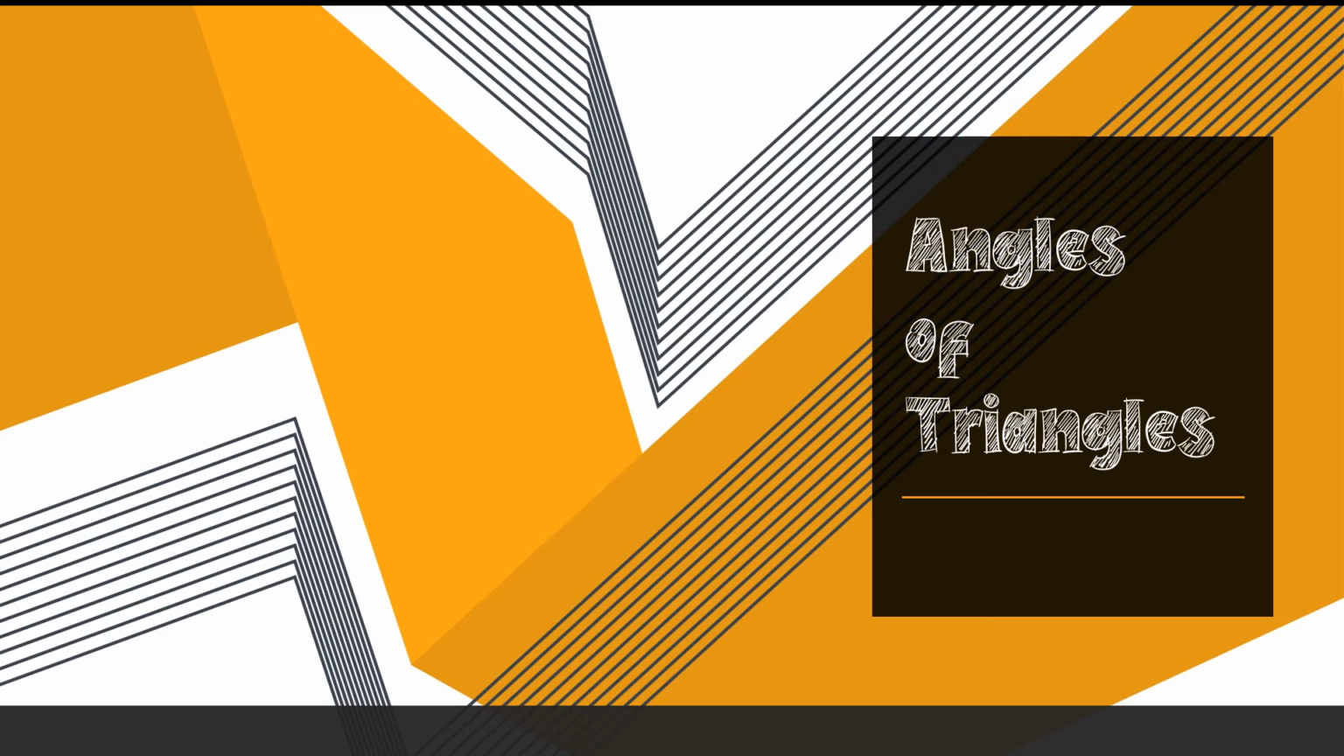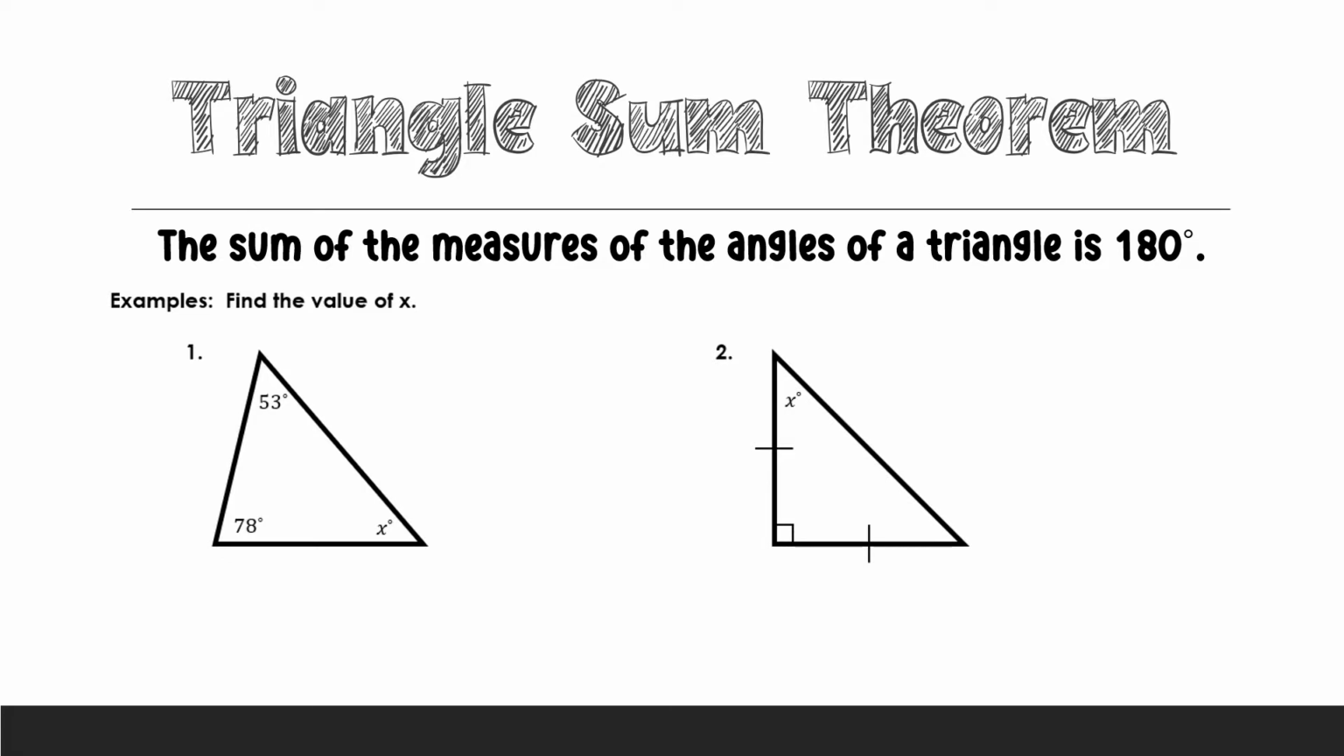Let's take a look at some special angles of triangles. One of the most important things that you need to know about a triangle is the triangle sum theorem. The triangle sum theorem states that the sum of the measures of the angles of a triangle is 180 degrees. Doesn't matter if your triangle is acute, obtuse, or right. If you add the three angles, you will always get 180 degrees.